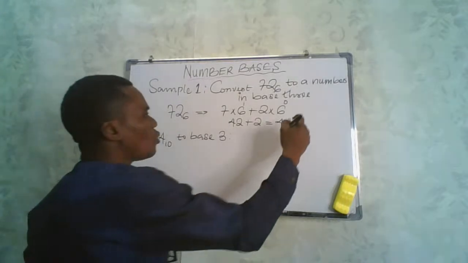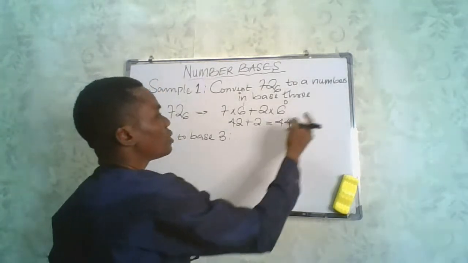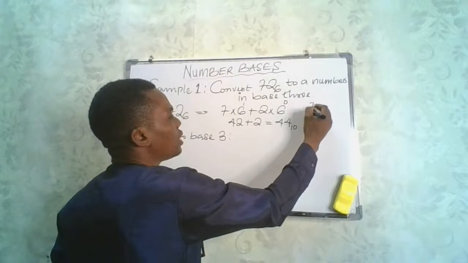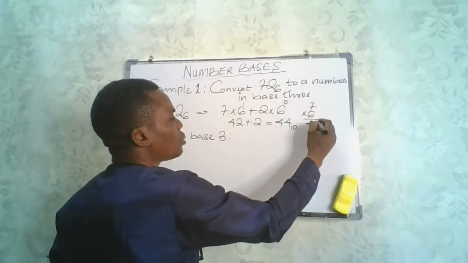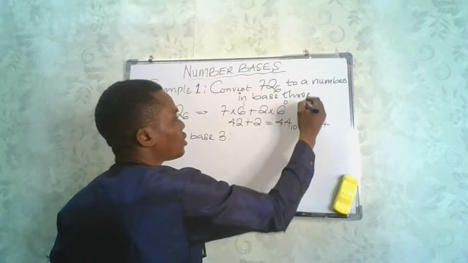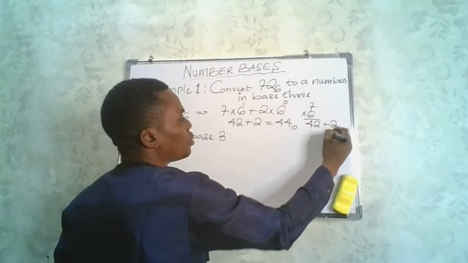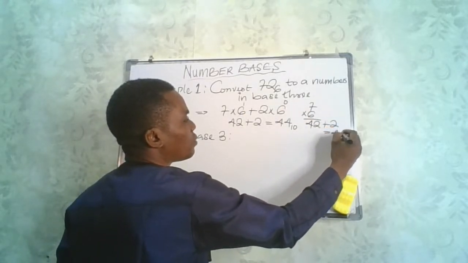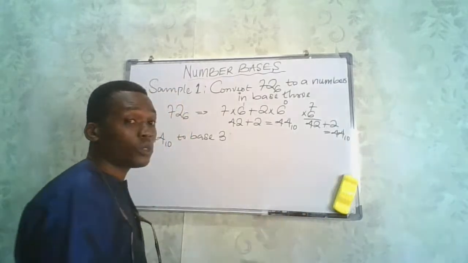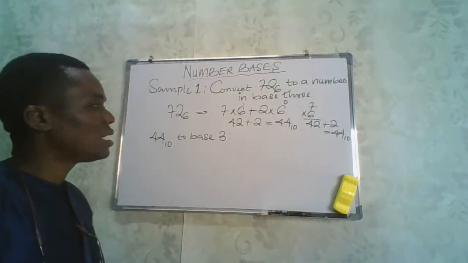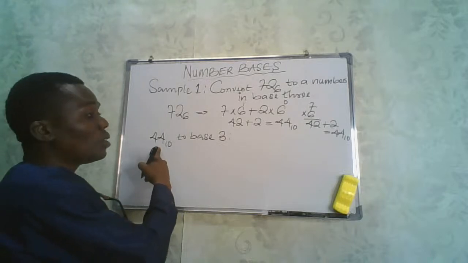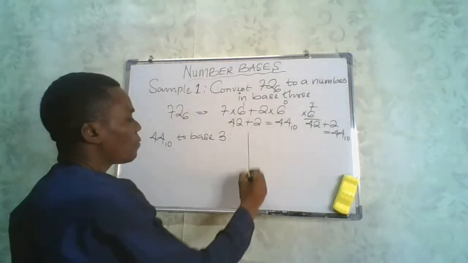Now, do you remember that if we are using the successive multiplication method, this will just be 7 times the base, which is 6, that will be 42. And 42 plus the next one, which is 2, will give me 44 in base 10. Straightforward. I don't need to waste much time. And that is that. Now let's convert 44 in base 10 to base 3.